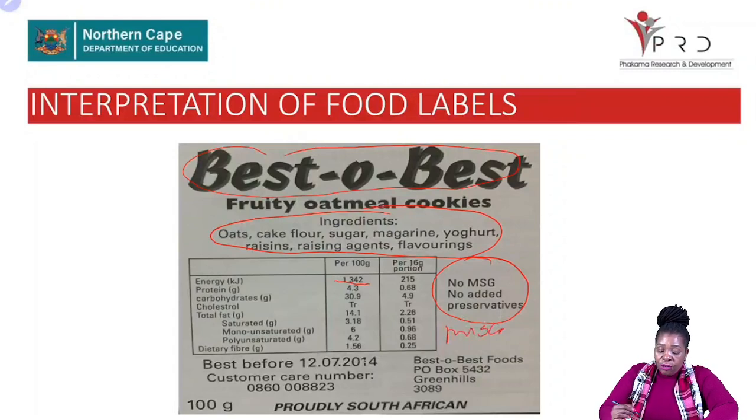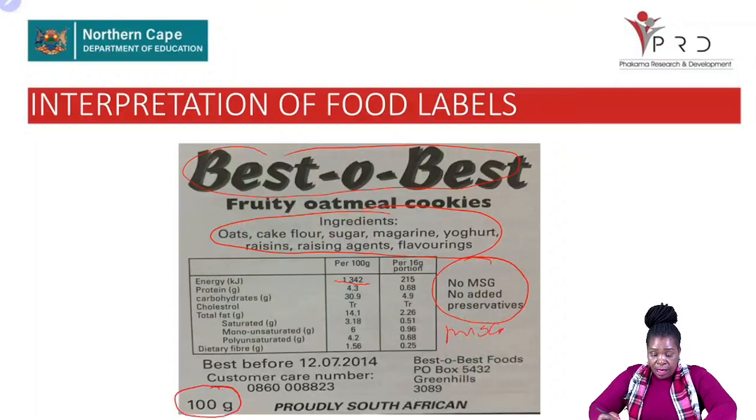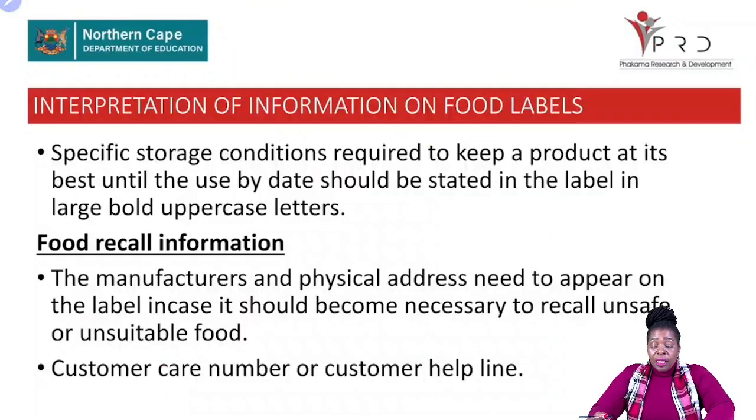And then we also have got the best before date. We've got the customer care number, that is a phone number, and the address of the manufacturer, right? And then the size of the packaging is 100 grams, right? And the product is written proudly South African, which means it was manufactured in South Africa, right?